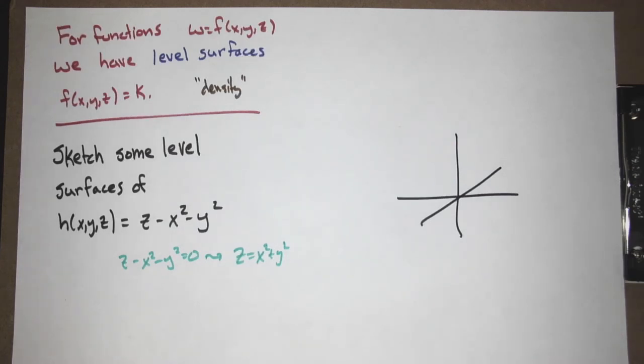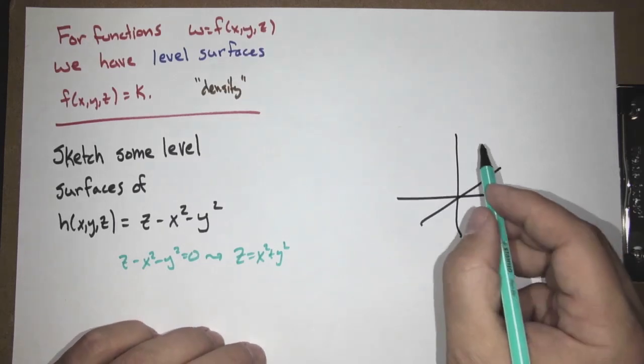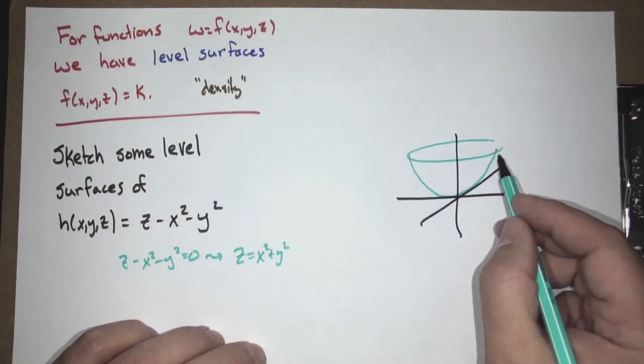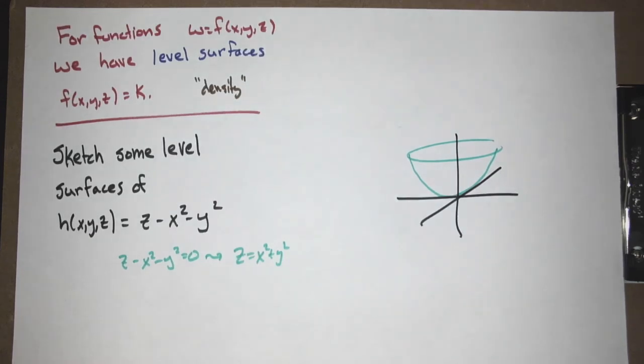What do you see? Yeah, you can be fancy and say elliptic paraboloid, or you could say it's a bowl, Steve. Yes, it's a bowl. I agree. Z equals x squared plus y squared.